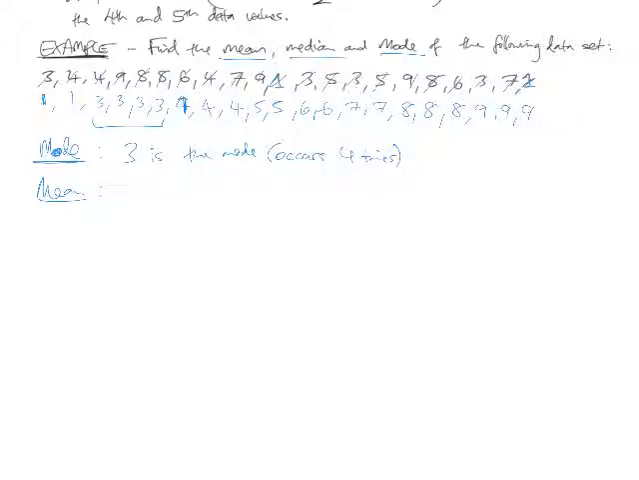We can find the mean, and that would be all of those numbers added together. So 1 plus 1 plus 3 plus 3 plus 3, etc. I'm not going to write that all out. I'll just put it in my calculator, divided by how many numbers there were. There are 21 numbers. So it's going to be all of those numbers added together divided by 21. So I'll quickly do that on the calculator.